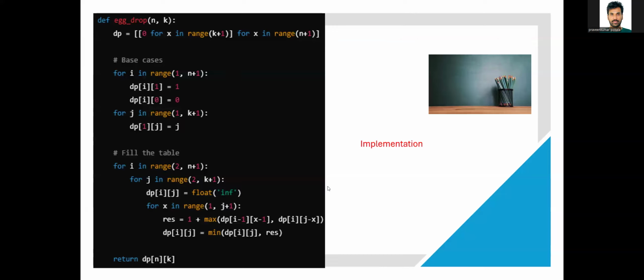So here is the implementation. If you look at this base case, basically the code first initializes the table with the base cases. 0 floors require 0 drops and 1 floor requires 1 drop. It then fills the table by iterating through eggs and floors. So base case, as I mentioned, 0 floors, 0 drops, 1 floor, 1 drop is required no matter how many eggs we have.